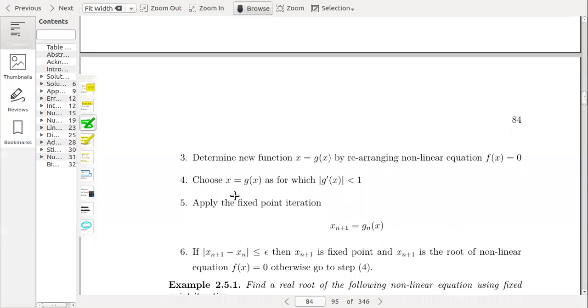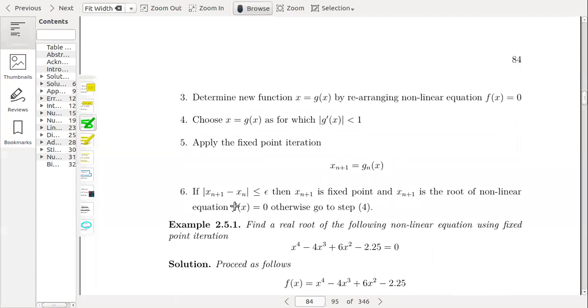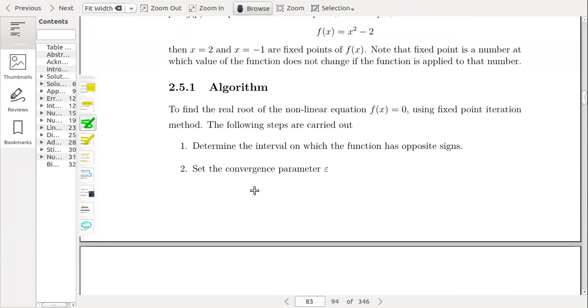The fourth step is that if x is equal to g of x has more than one form, then we must select the one with the absolute value of g prime of x less than 1. And number 5 is apply the fixed point iteration x n plus 1 is equal to g of x n. If the absolute value of x n plus 1 minus x n is less than or equal to epsilon, then x n plus 1 is the fixed point and x n plus 1 is the root of the nonlinear equation f of x is equal to 0. Otherwise, go to step 4. So these are the steps which we must carry out to estimate the root of the function.